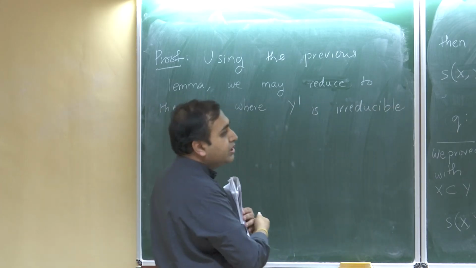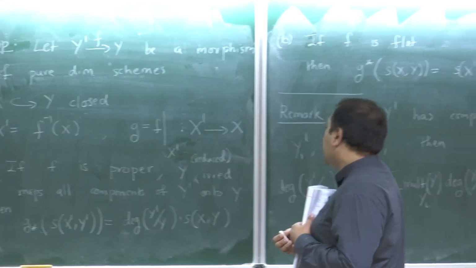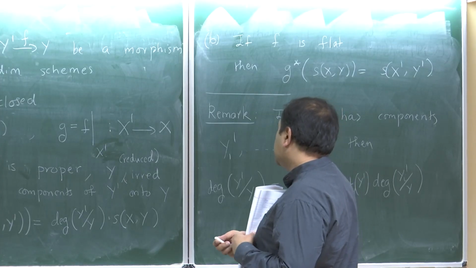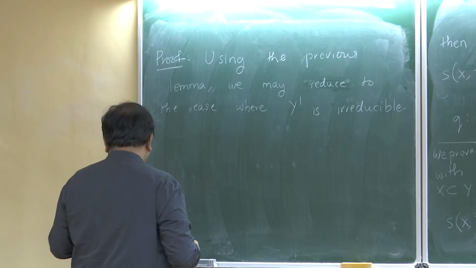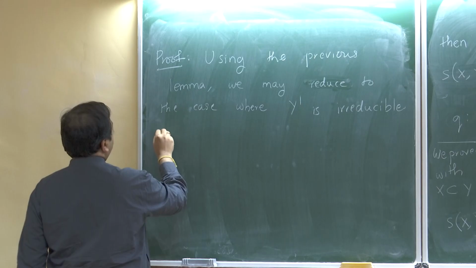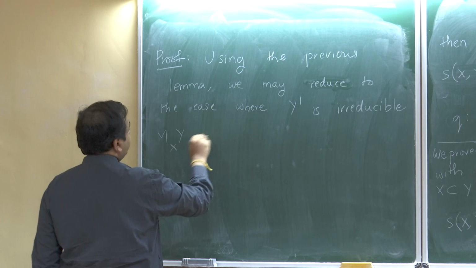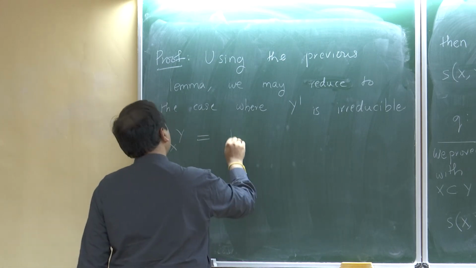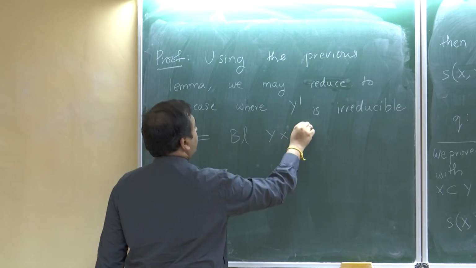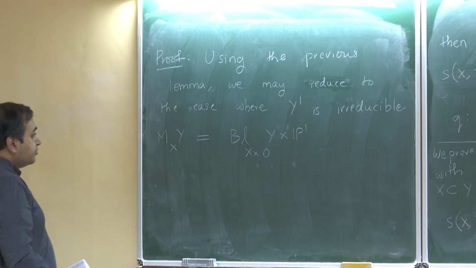Yeah, I think you may be right. I mean, we may need to have y reduced to formulate this properly like this. Anyway, we'll see later. Okay, so then we have this kind of notation that we had when we constructed the deformation scheme. This is the blow up of y cross p1 at x cross 0 or x cross infinity, whichever.